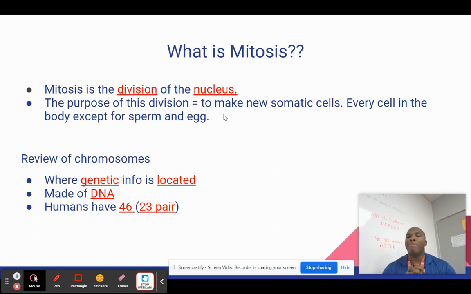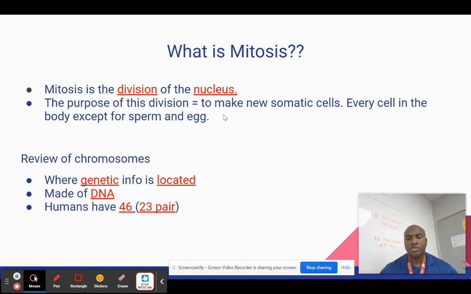So every somatic cell, which is every body cell, skin, brain cells, hair cells, basically any cell in your body that is not sperm or an egg, and we'll talk about that later when we talk about meiosis. But for mitosis, it's about somatic cells. So brain cells, hair cells, skin cells are examples of what we call somatic cells. So let's talk about this.